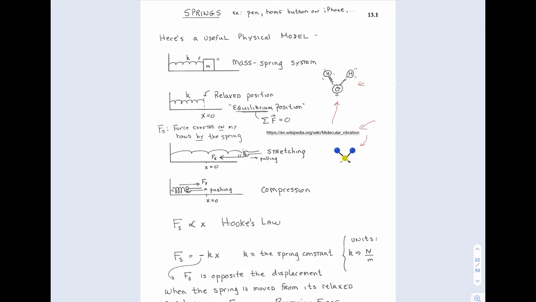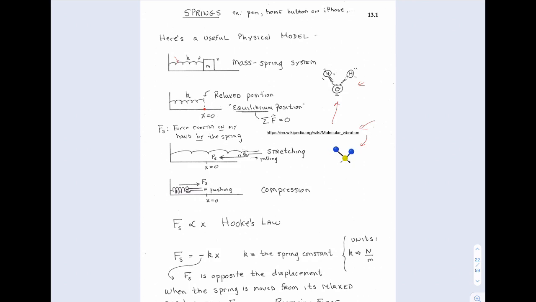Here are the pictures that we use. Here's my spring, here's my mass. This thing can oscillate back and forth, and this is my relaxed position. I know it's floating in midair, but there's my spring in the relaxed position, so the spring is not stretched or compressed.